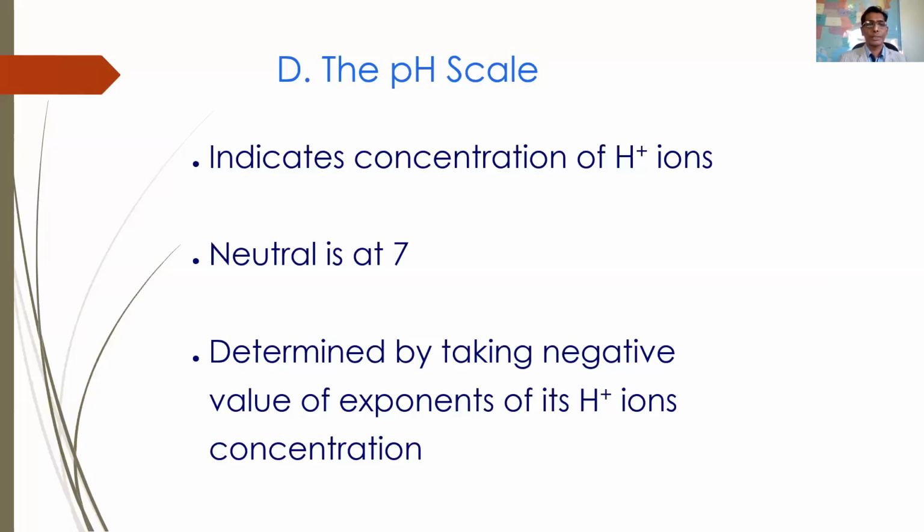In the next part, we're going to cover the pH scale. The pH scale indicates the concentration of hydrogen ions, and neutral is at 7. So a pH of 7 means the solution is neutral. The pH scale is determined by taking the negative value of the exponent of its hydrogen ion concentration.